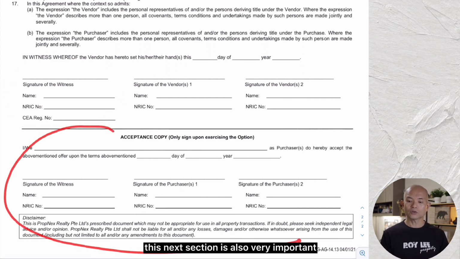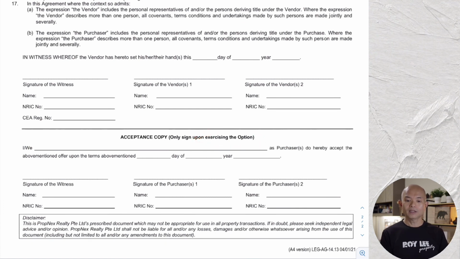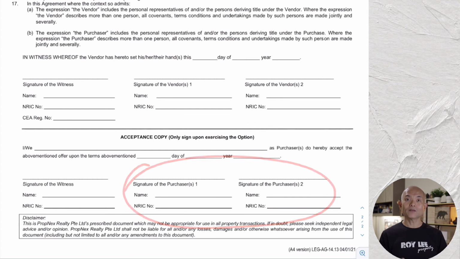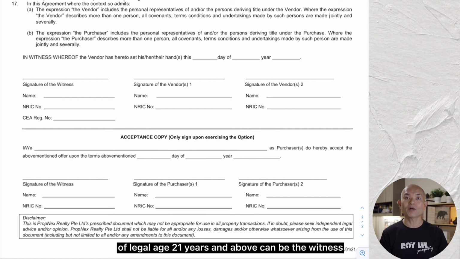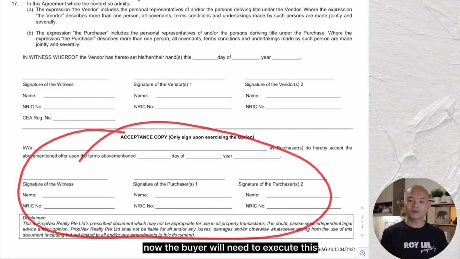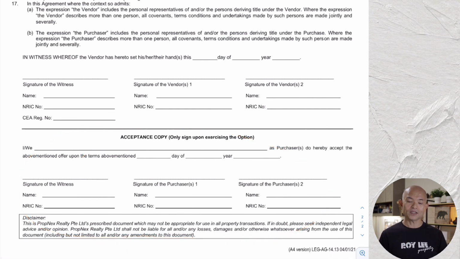This next section is also very important. This is where the buyer exercises the option. This shall be the exercise date, and all the buyers will have to sign over here. A witness is required, and anybody of legal age, 21 years and above, can be the witness. Now the buyer will need to execute this, the exercising of the option, at their lawyer's office.